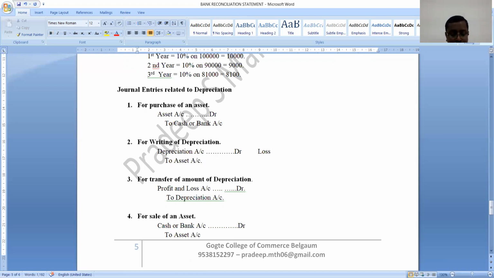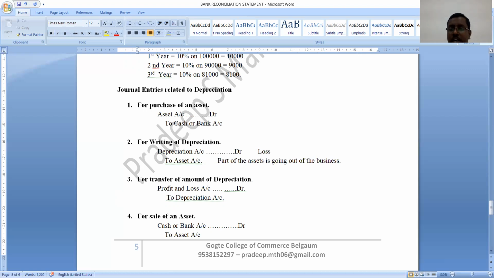Then why should the asset account be credited? Because part of the asset is going out of the business. That is the reason we should credit the asset account. So once again, what is the journal entry for writing off depreciation? Depreciation account debited to asset account. Then the next journal entry is for transfer of depreciation.